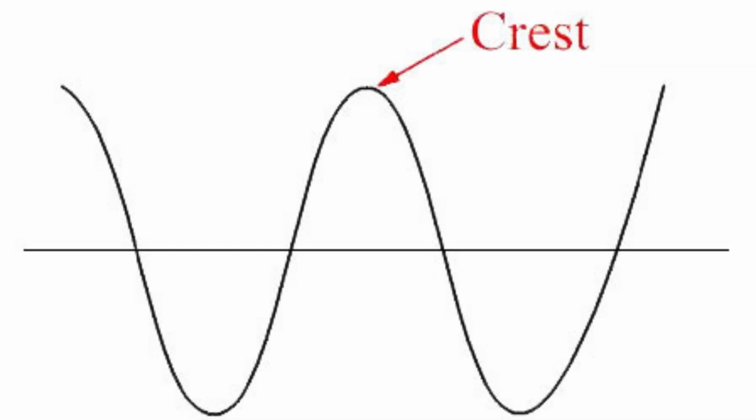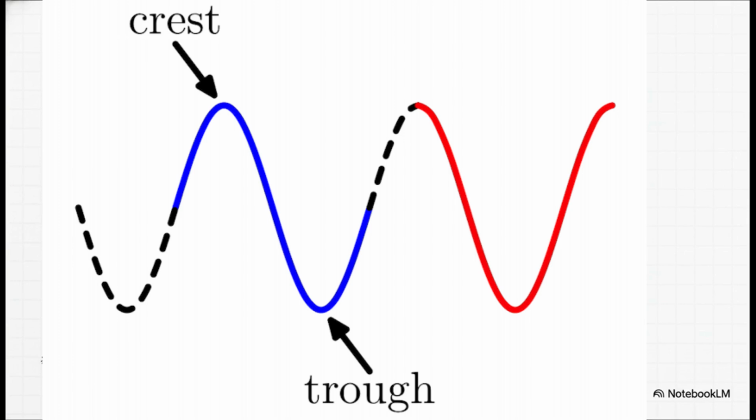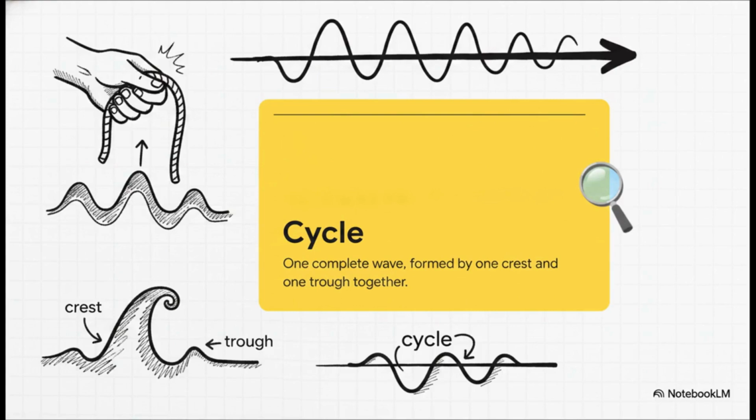When you flick that rope up, you create a high point, which we call a crest. And when you snap it down, you create a low point, called a trough. Together, one crest and one trough form exactly one complete wave. We call this a cycle. This is absolutely our fundamental unit of measurement. Everything we calculate today is really just counting these cycles.